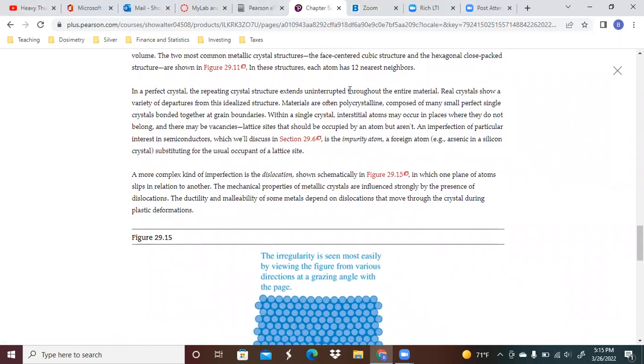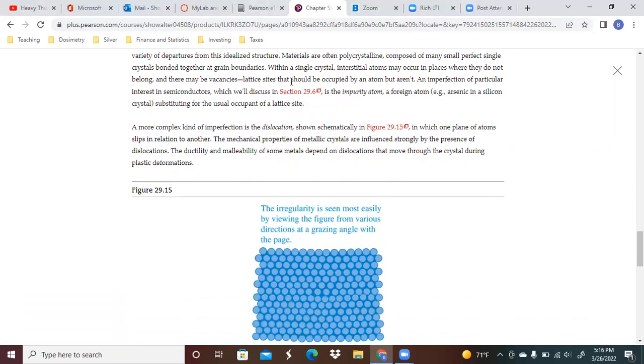In a perfect crystal, the repeating crystal structure extends uninterrupted throughout the entire material. Real crystals show a variety of departures from this idealized structure. Materials are often polycrystalline, composed of many small perfect single crystals bonded together at grain boundaries. Within a single crystal, interstitial atoms may occur in places where they do not belong, and there may be vacancies, lattice sites that should be occupied by an atom but are not.